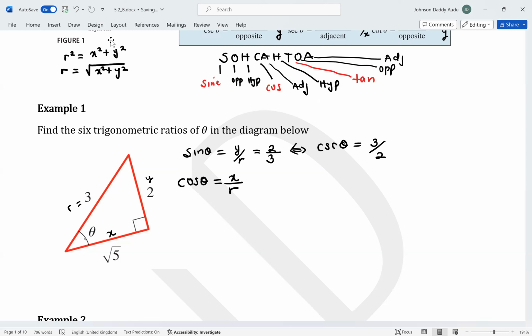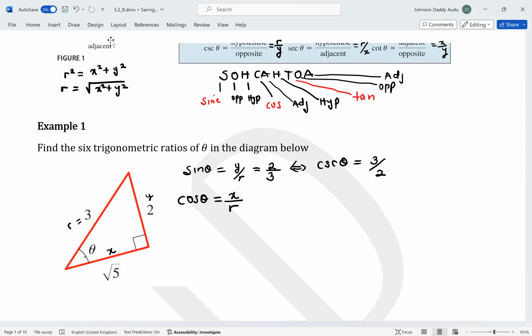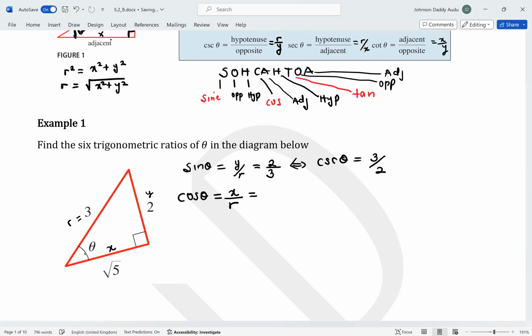Adjacent over what? Hypotenuse, which is x over r. This is going to be √5 over what? Over 3. And this also means that sec theta is going to be 3 over √5, which we can rationalize if you want. You can leave it like that, or you can rationalize to be 3√5 over 5, right?